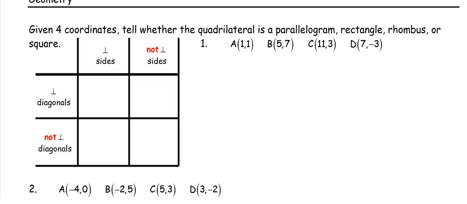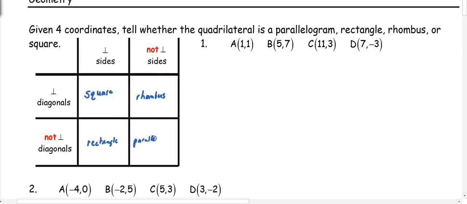If the sides and the diagonals are both perpendicular, remember that these are both properties of a square. If the sides are not perpendicular but the diagonals are perpendicular, it's a rhombus. If the sides are perpendicular, which means it's forming right angles, but not the diagonals, this is a rectangle. And if neither happens, then this is a parallelogram.